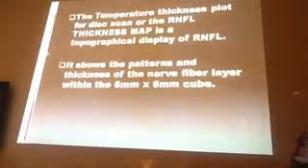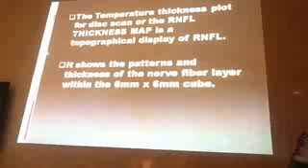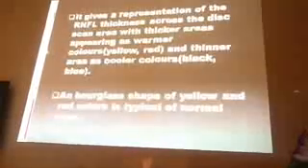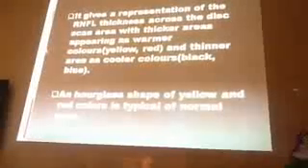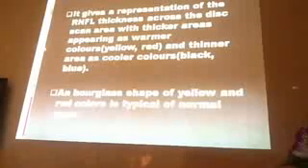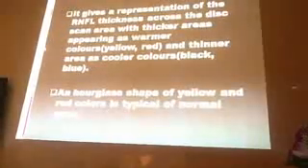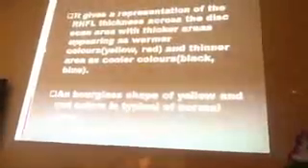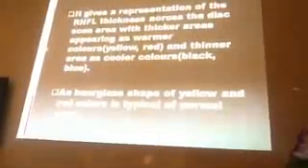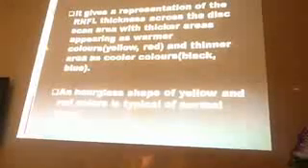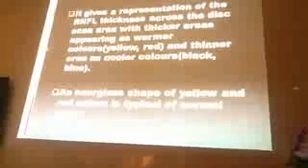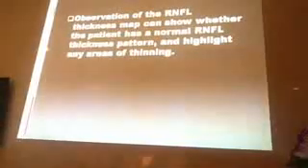It shows the patterns and thickness of the nerve fiber layer within the 6 millimeter by 6 millimeter cube on the scan. It gives a representation of the retinal nerve fiber layer thickness across the disc scan area, with thicker areas appearing as warmer colors, yellow and red, and thinner areas as cooler colors, black and blue. Because they use warm and cold, that's why they call it a temperature thickness plot. So an hourglass shape of yellow and red color is typical of normal eyes.